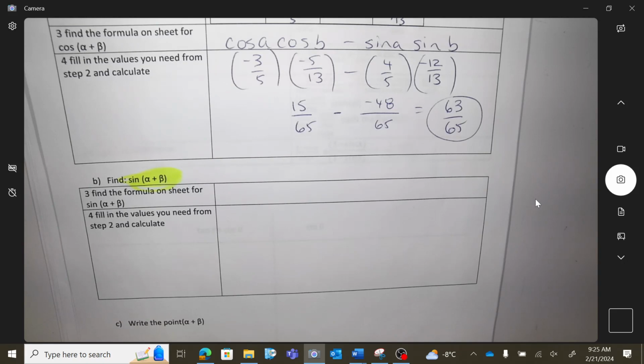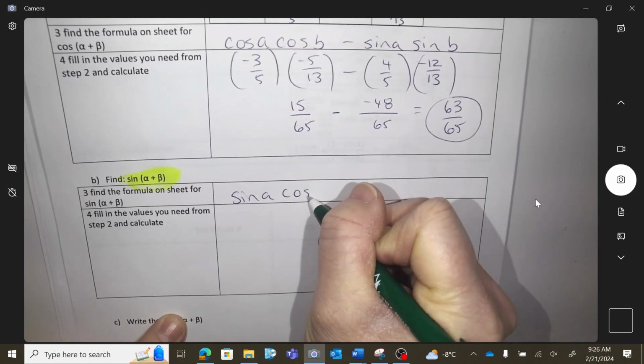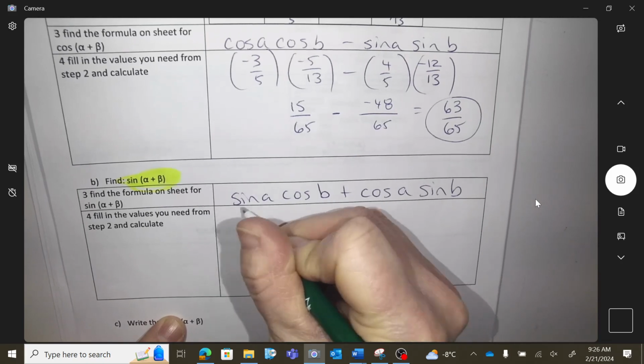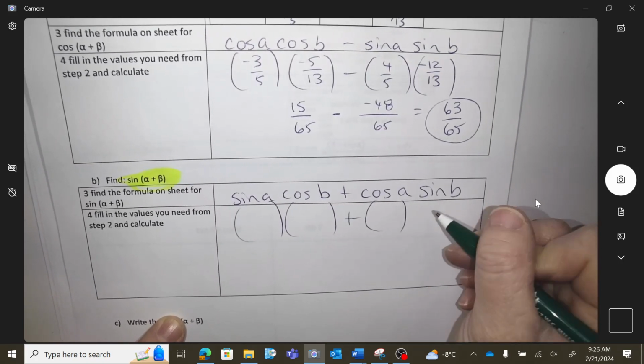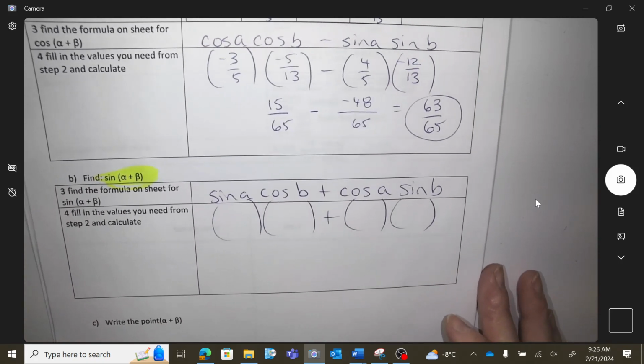Okay, part B now says, well, what's the sine value if you added these angles together? So go through the same process where you grab your formula sheet, give me 4 brackets, and you copy exactly from the chart above.